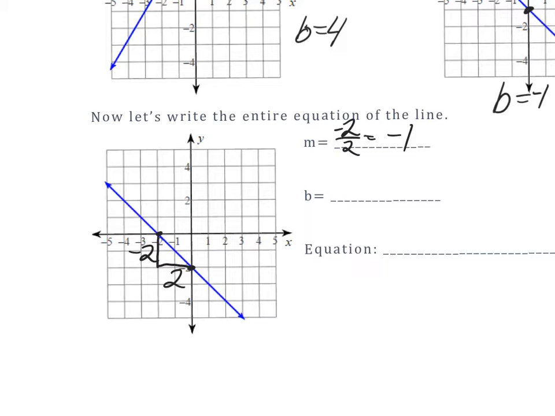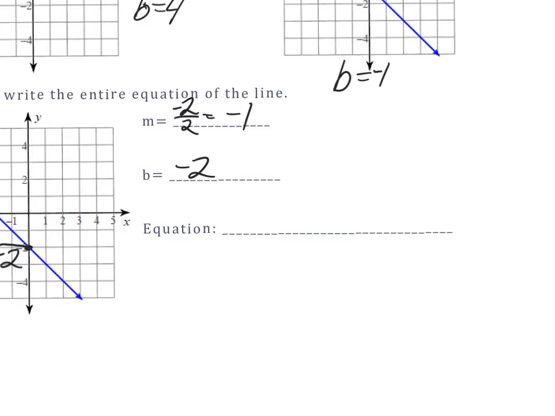Next part, b, where is my y-intercept? It crosses at negative 2. And last part, my equation: y equals, my m is negative 1, x plus b. So I'm just going to write negative 2. Okay, go ahead and go to the next page.